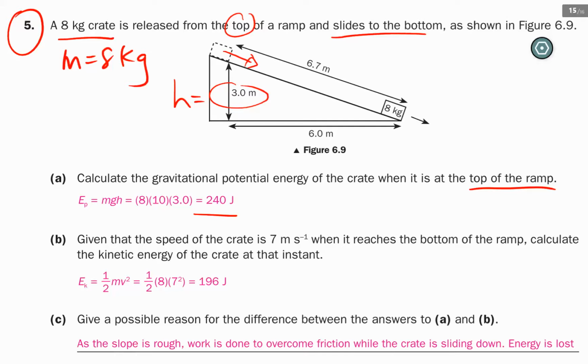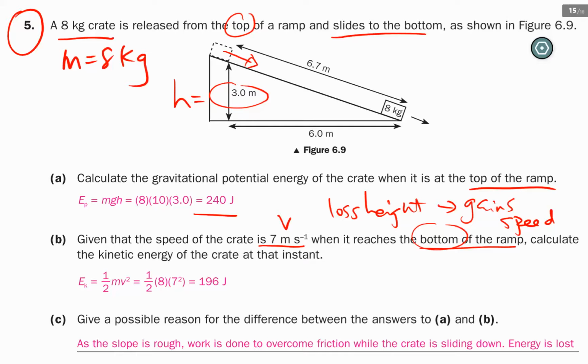Given that the speed is 7 meters per second, so this is your v, where it reaches the bottom. So it starts to move from top to bottom. It loses height, it gains speed. So write down lose height, because it starts to move down, so it gains speed. It asks you to calculate the kinetic energy of the crane at that instant. At the bottom. Instant means at the bottom, so please put an arrow. So you lose height, you gain speed.